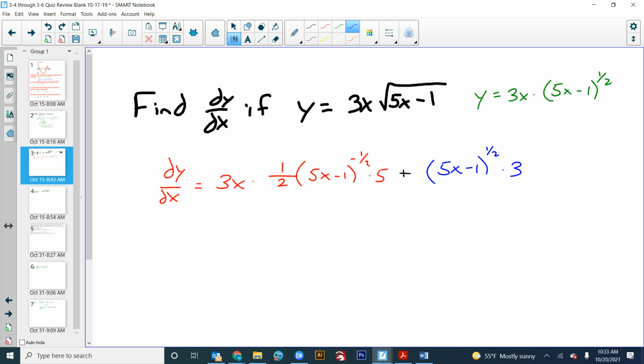Good so far? Avery? Tom? Why do you have the 5x minus 1 to the negative 1/2 twice? I only have it once. I have the negative 1/2 once. No, like the second part. The product rule is first times the derivative of the second. So the derivative of this thing is right here. But then the product rule is plus the second, as it is, times the derivative of the first.